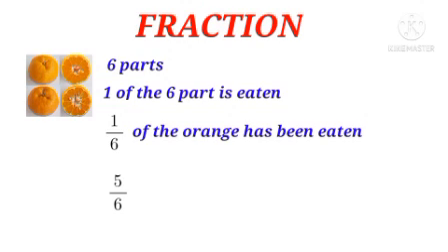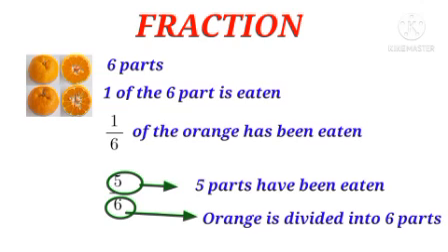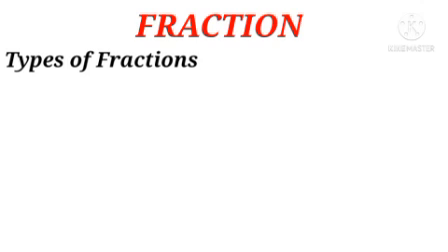That's 5/6. And the 5 is the numerator, which means that 5 parts of the orange have been eaten, while 6, which is the denominator, means that the orange is divided into 6 parts. Now, it would be nice if we try to cover the types of fractions that we have. We have just 3 kinds of fraction.